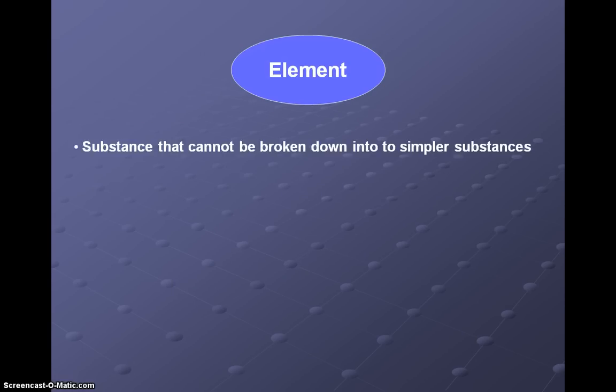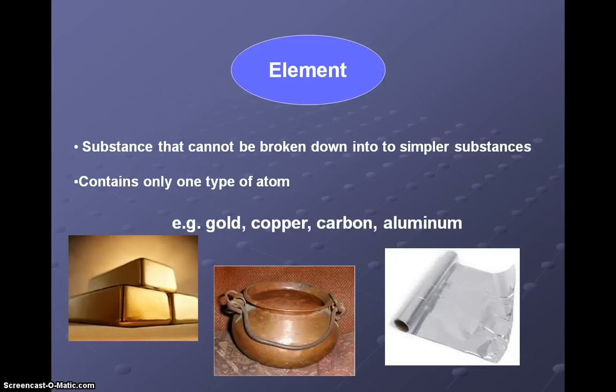So an element is a substance that cannot be broken down into any simpler substances. It contains only one type of atom. So we've got gold or copper or aluminum. So how do we determine whether or not something is an element or a compound?